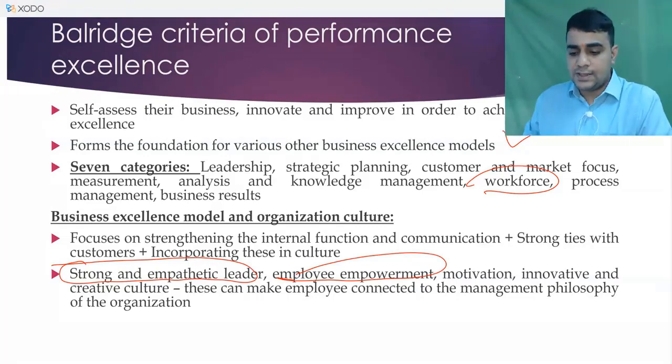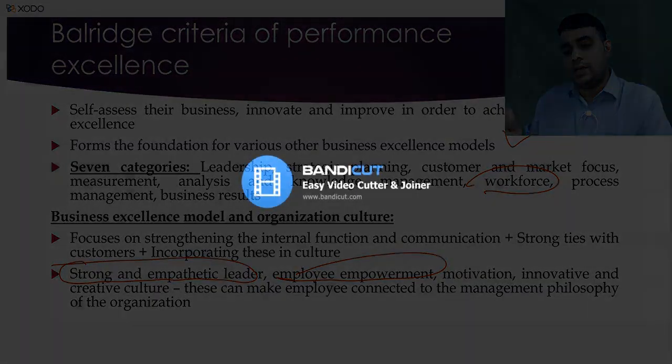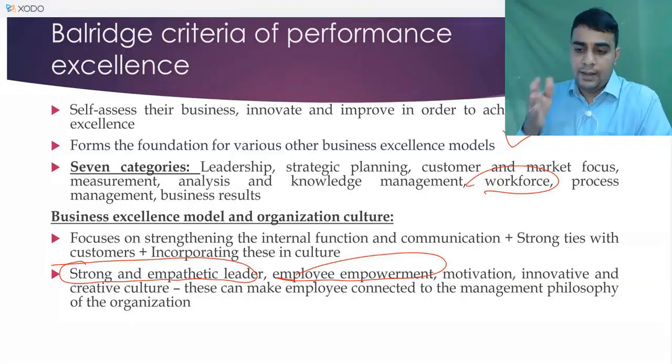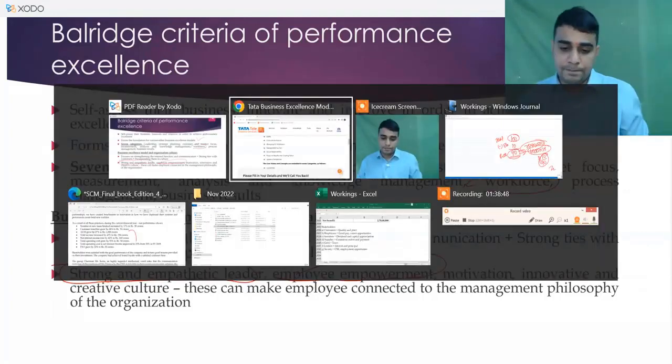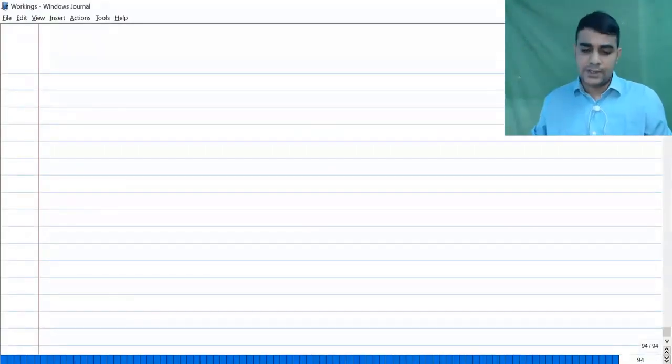Okay, in this chapter we are done with 2 areas. One was TQM, second was business excellence. I'll move to the third area, which is called theory of constraints.